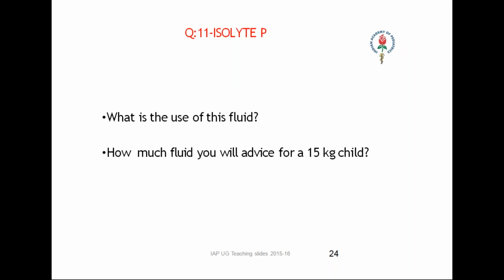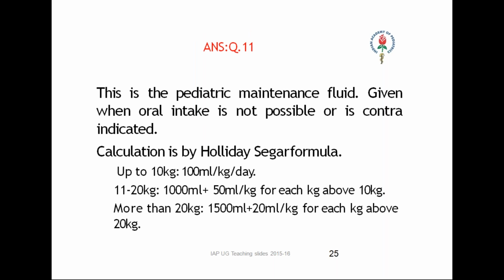Next is isolyte P. Usually we use it in neonates because it contains every electrolyte and all the things, so we need not add or subtract anything. This is the pediatric maintenance fluid given when oral intake is not possible or is contraindicated.